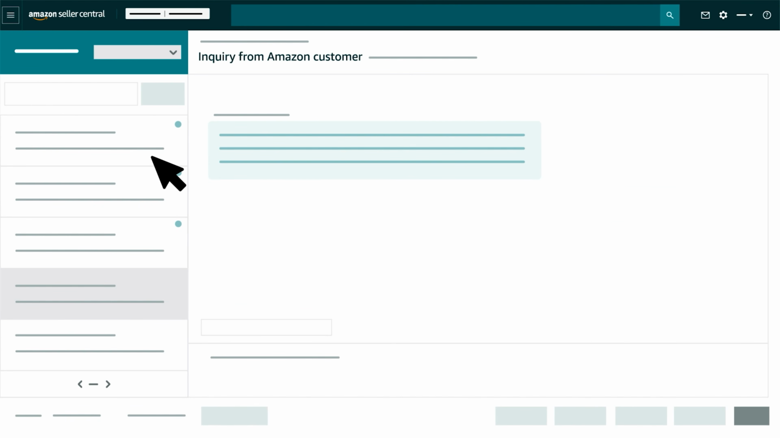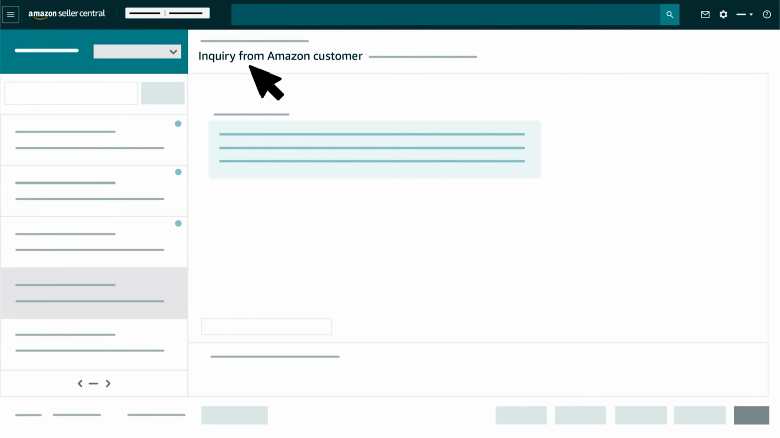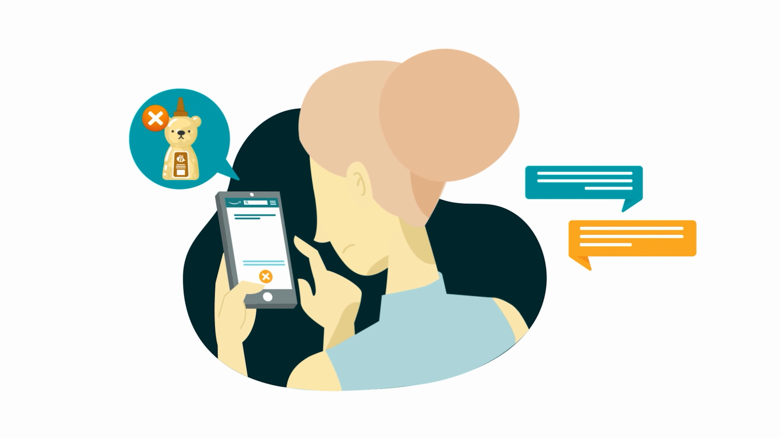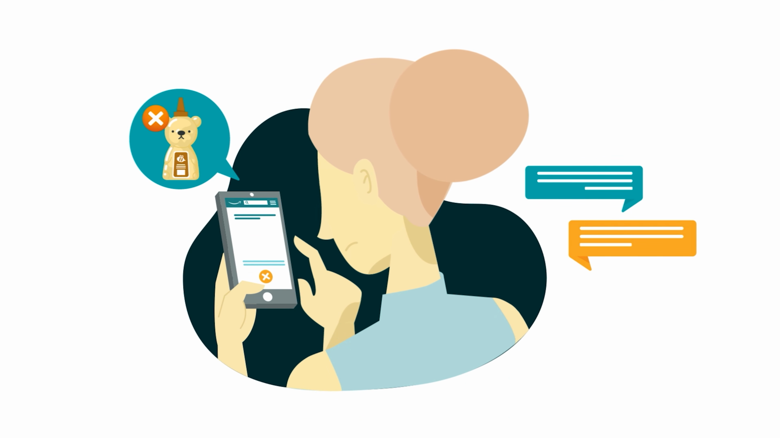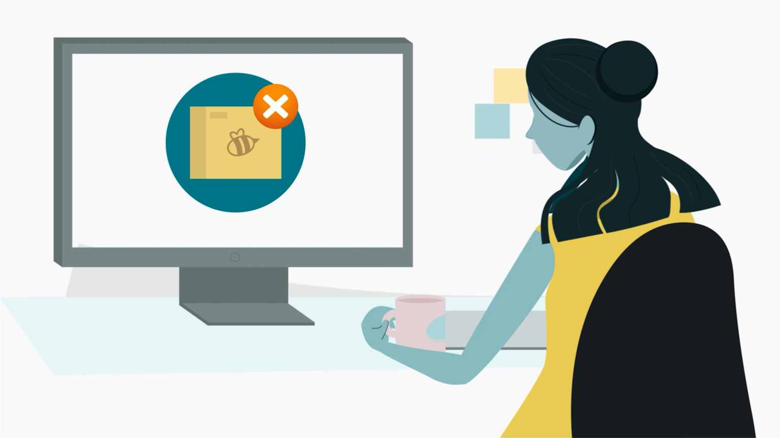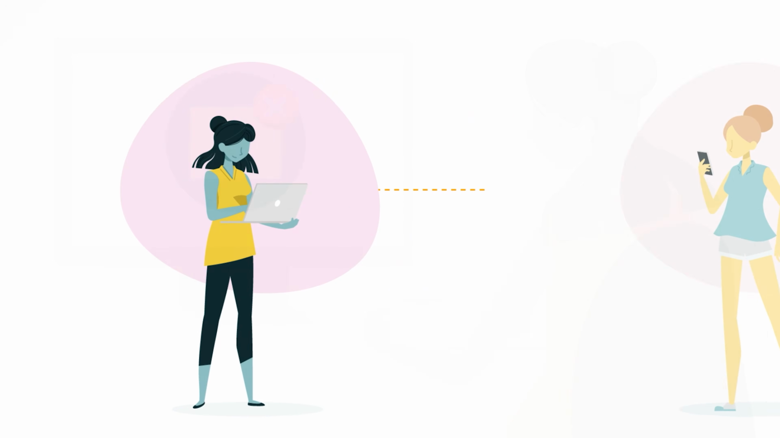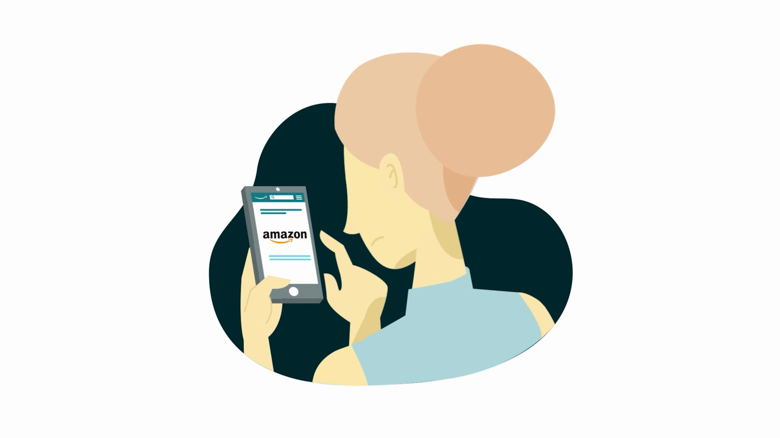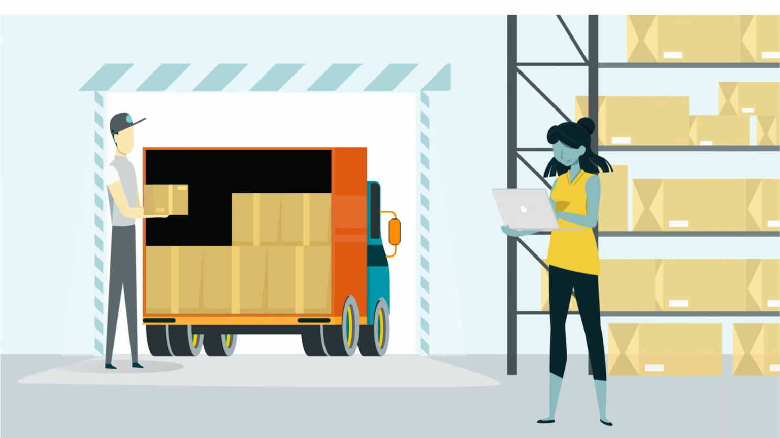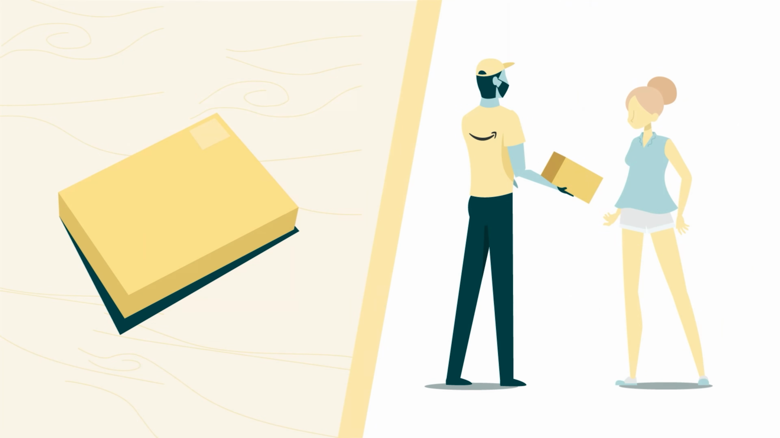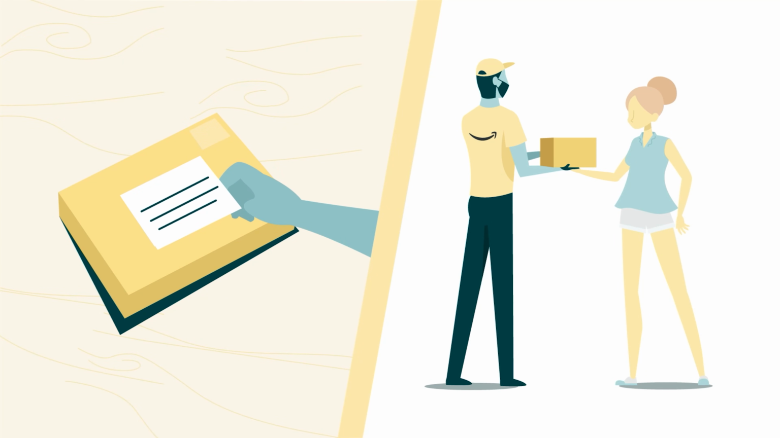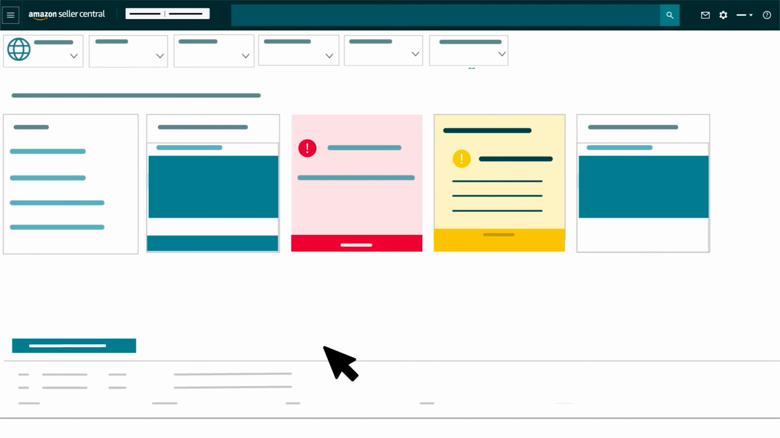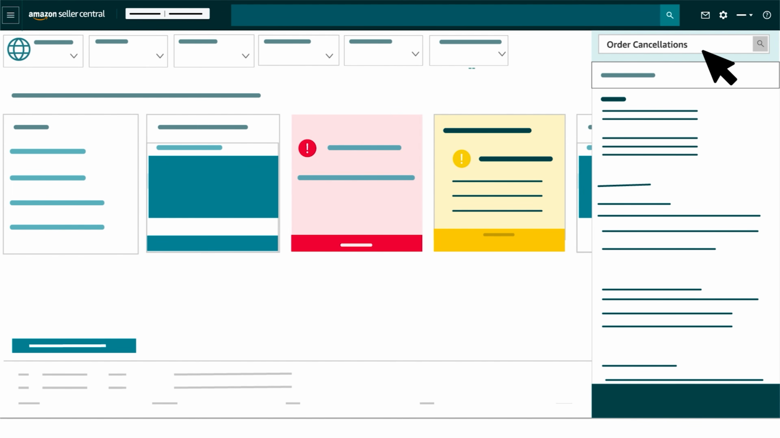Finally, tip number 5, never accept an unofficial cancellation request from a customer. A customer may request a cancellation via buyer-seller messaging. If you haven't received an official cancellation request, let them know they need to submit one through their Amazon account. If the customer never submits an official request, ship the order on time and advise they initiate a return once they receive their order. For more information on this module's topic, search for Order Cancellations in Seller Central.